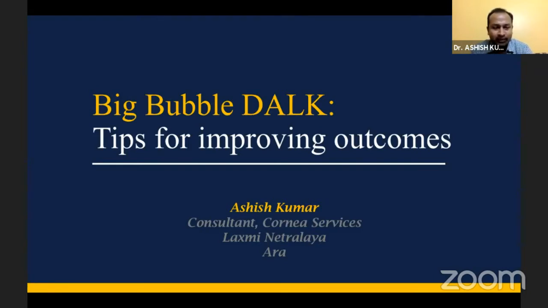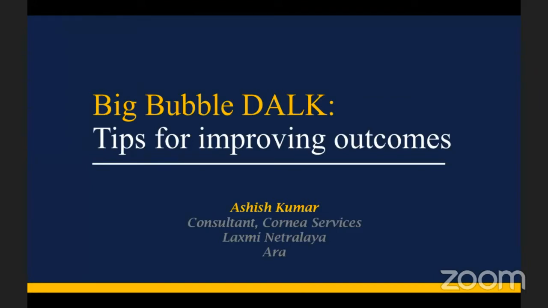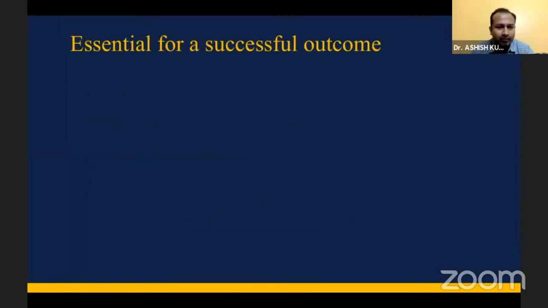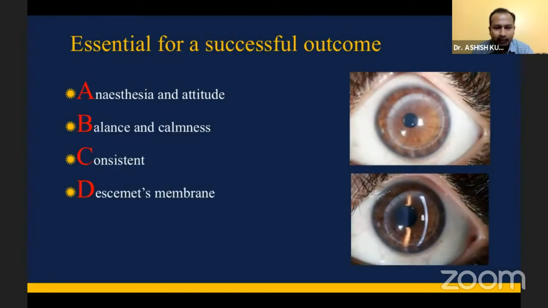So after listening to a very lucid talk by Soham, I'll be talking about some of the techniques which I follow and which I've learned over a period of time to improve the outcomes of Big Bubble DALK. I hope my slides are visible. Yes, sir. For me, I feel that there are four essentials for a successful outcome of DALK. These are the ABCDs, and I'll be talking subsequently in my talk about what those ABCDs are.